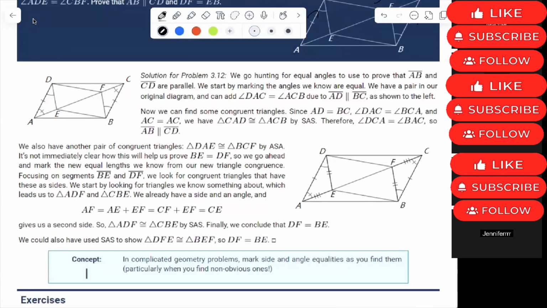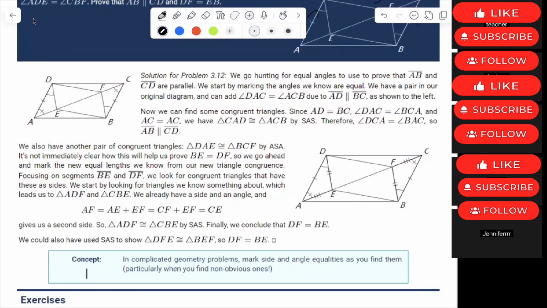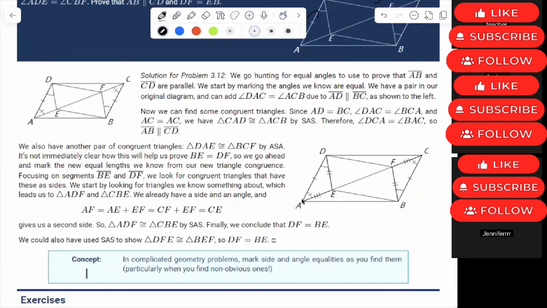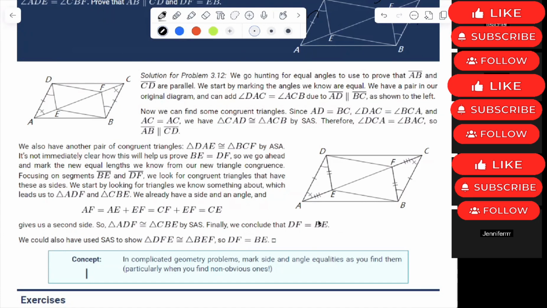So what's the idea in this question? We basically write down what we see as we move on and label the diagram.